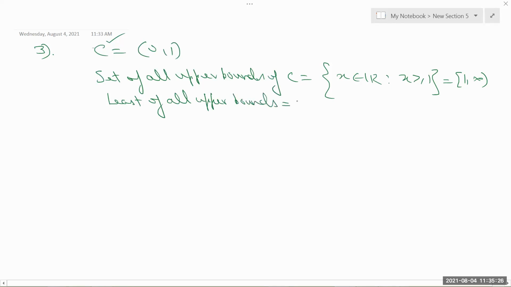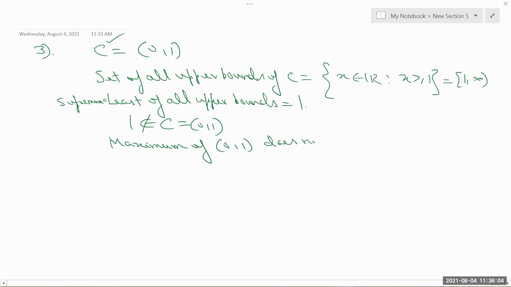1. You can notice that this is the supremum. Supremum is the least of all upper bounds, but 1 is not a member of the set C, is it? For the maximum, the additional condition is that, apart from being an upper bound, if the maximum exists, it should be a member of the set. So I can say that the maximum of the open interval (0, 1) does not exist. Is it clear to everyone?